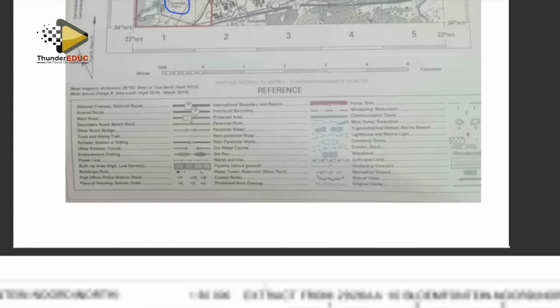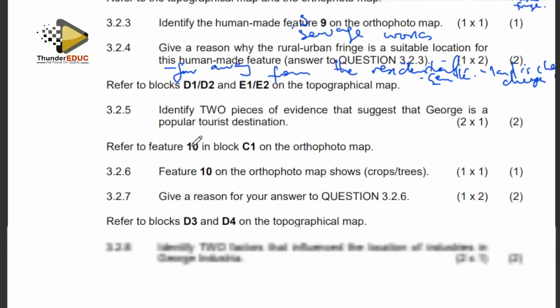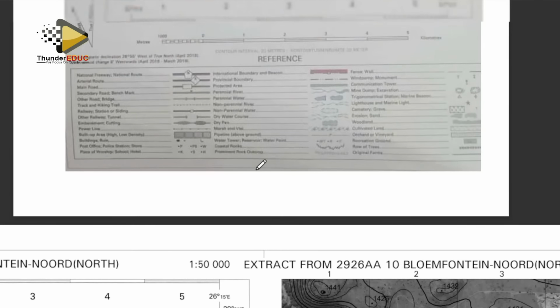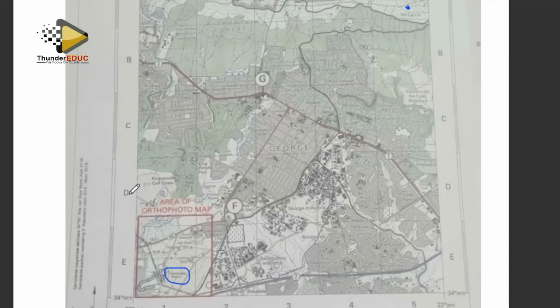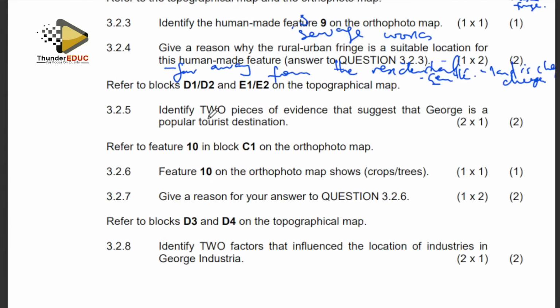3.25. I'll try to move fast now because we are running out of time. 3.25. Identify two pieces of evidence to suggest we are losing. Okay, before we continue there, they say refer to blocks D1 and D2, E1 and E2 on the topographic map. We come here, we look at the topographic map, D1, D2, E1, E2. We are referring to these blocks here. We're going to look at them critically and we'll answer those questions that are asked.